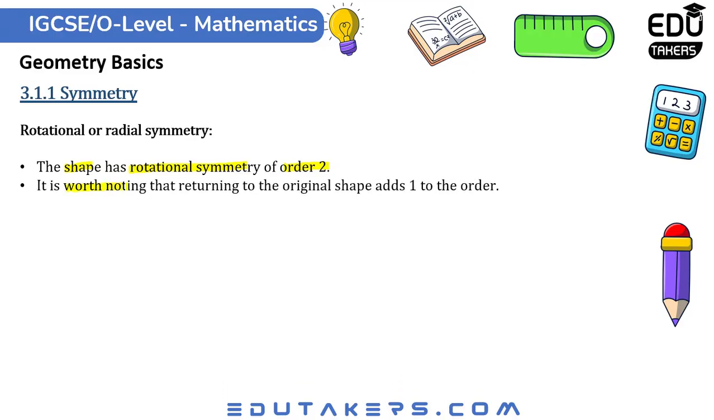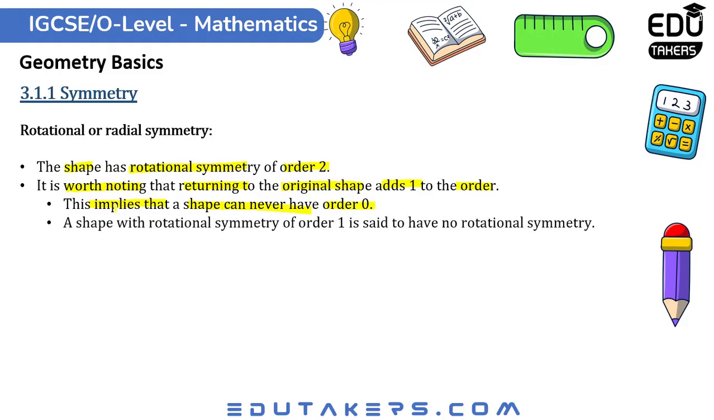It is worth noting that returning to the original shape adds 1 to the order. This implies that a shape can never have order 0. A shape with rotational symmetry of order 1 is said to have no rotational symmetry.